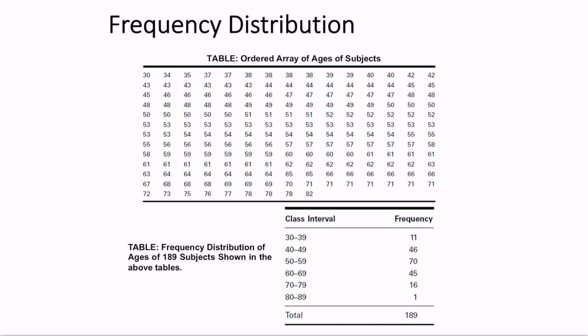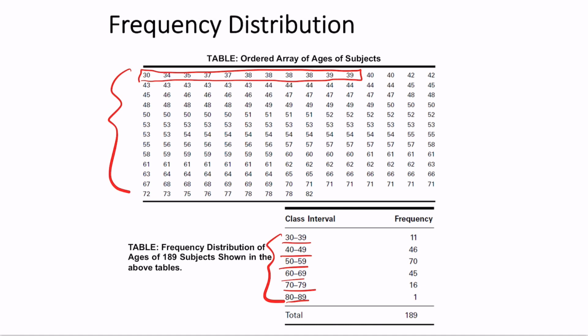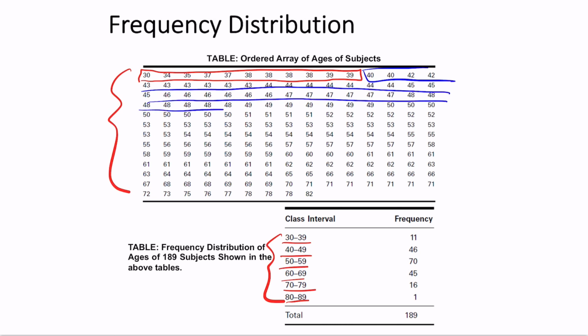For example, let's take the ordered array of the ages of subjects that we have taken. Here we have taken 6 intervals: 30 to 39, 40 to 49, 50 to 59, 60 to 69, 70 to 79, 80 to 89. We are going to count people who are between 30 to 39. You take the data, so these are the people who are between 30 to 39. Next, you are going to find 40 to 49. Here you take the data of the people who are between 40 and 49. Next, you find the data between 50 and 59, so you take people until 59.